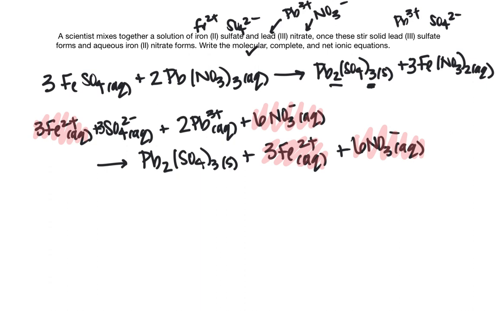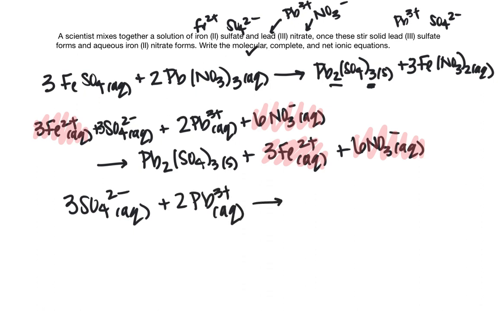So the difference between the molecular equation or the complete ionic and the net ionic has to do with how many of them there are. So we can rewrite this as 3 SO4 2- aqueous plus 2 Pb3+ aqueous, and that gives us Pb2(SO4)3 solid, and that is our net ionic equation.